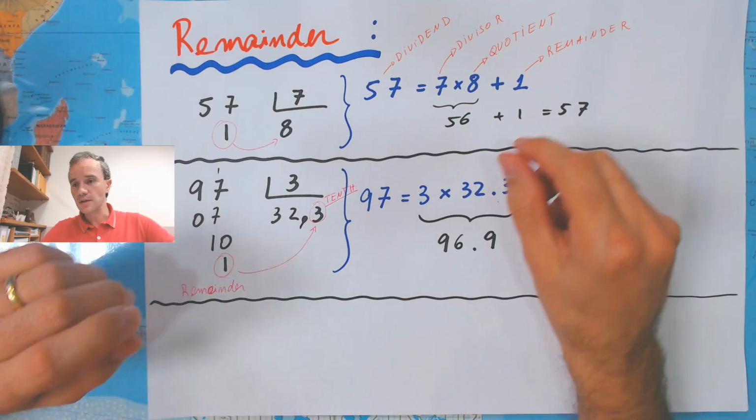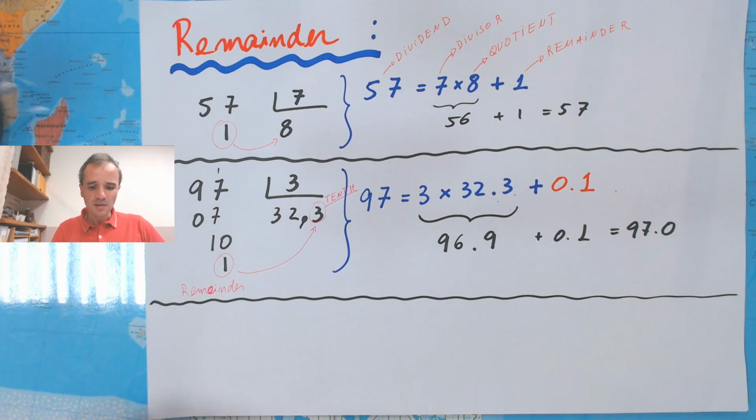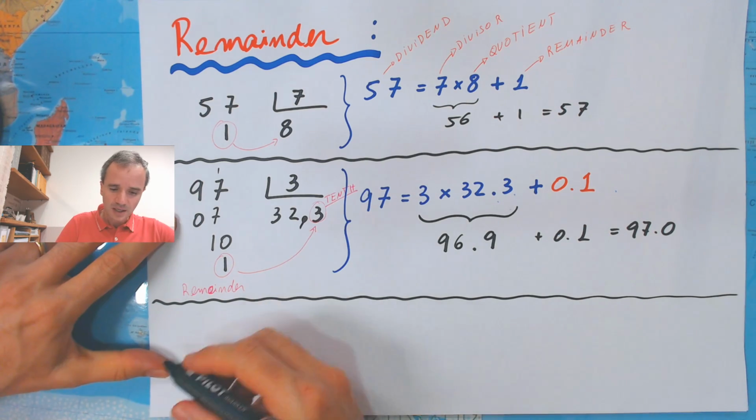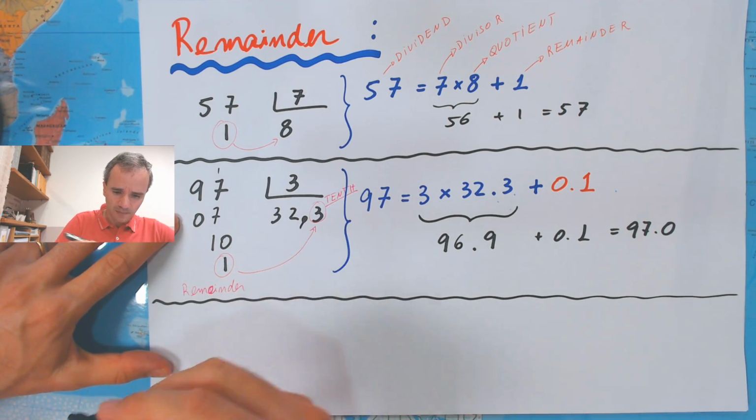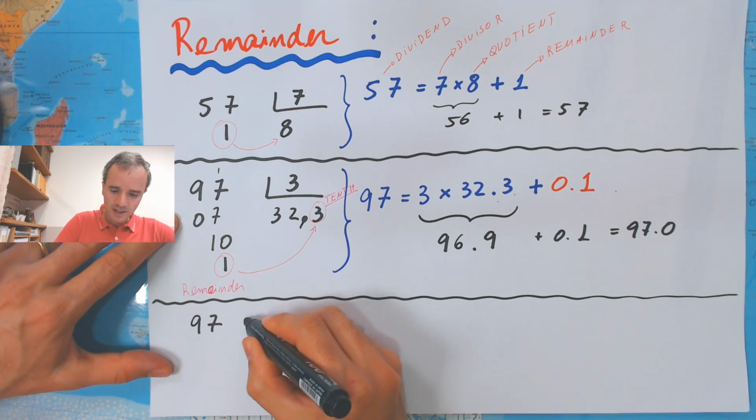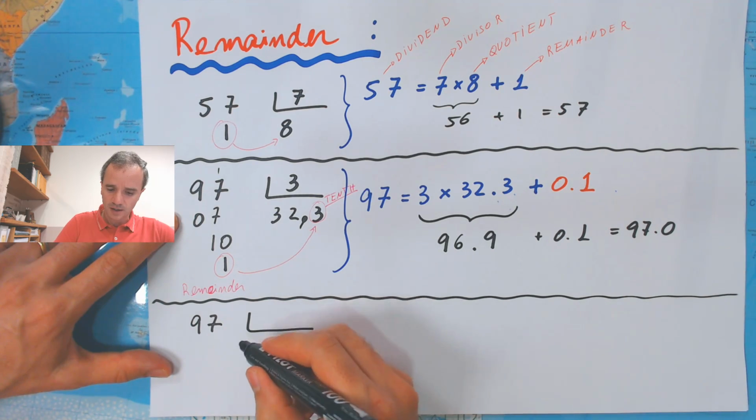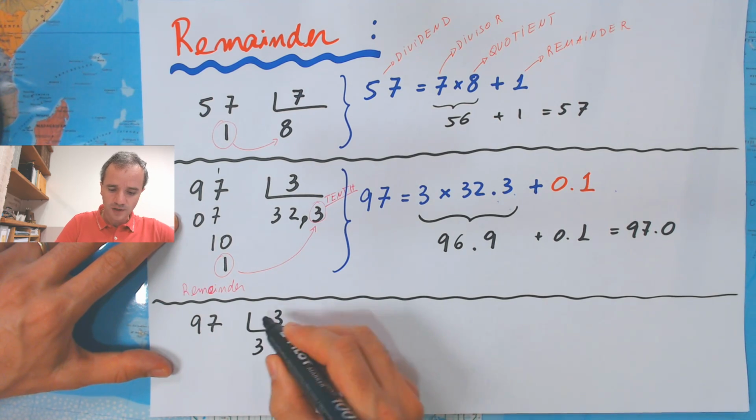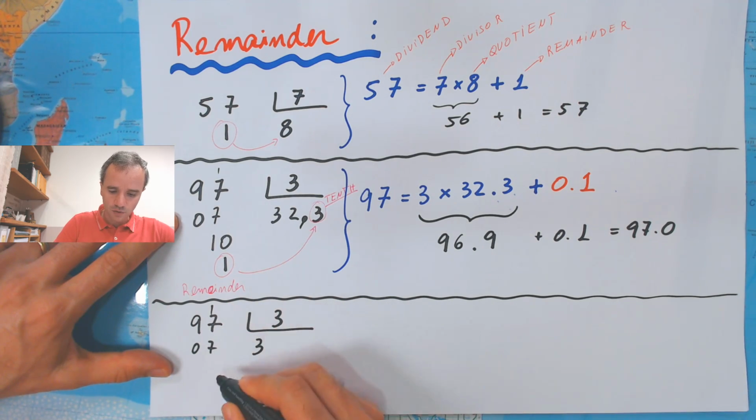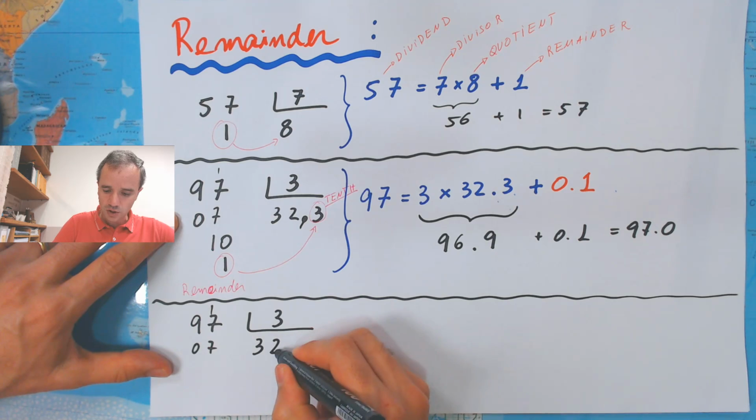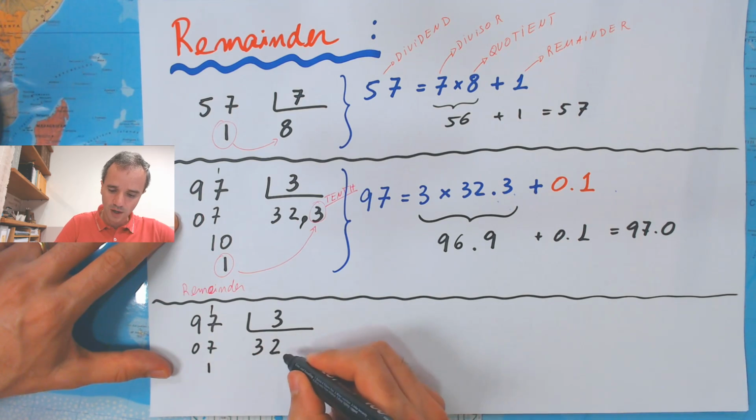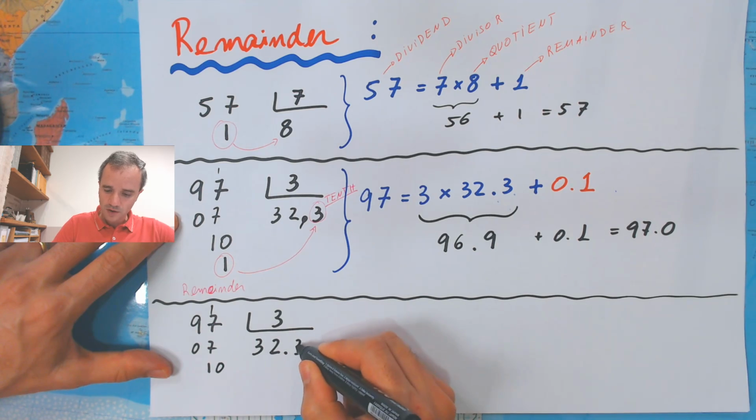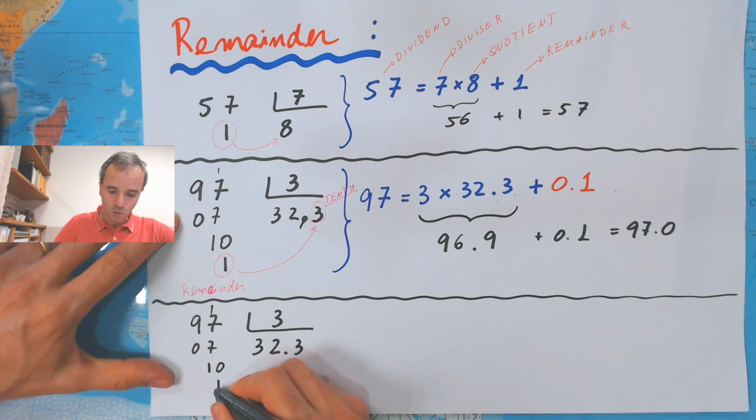What does it mean, the remainder? It can represent several things. Let's, for instance, do the same thing in here: 97 divided by 3 again. So 9 by 3 is 3. 3 times 3, 9. 9 minus 9, nothing. 7 goes down. 7 by 3 is 2. 2 times 3 is 6. 7 minus 6, 1. The point, 0. 10 by 3 is 3. 3 times 3 is 9. 10 minus 9, 1. Let's go further.